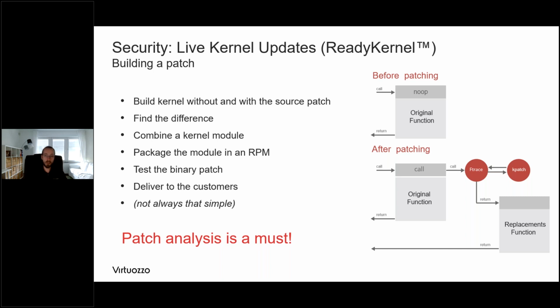Then you need to find the difference in this binary patch and combine this difference as a separate kernel module. Then we usually package it into an RPM. We test that it can be applied without any side effects and without any crashes or reboots. And after this patch has been tested, we deliver it to the customer. Again, it's not always that simple. It sounds very simple, but it is not.